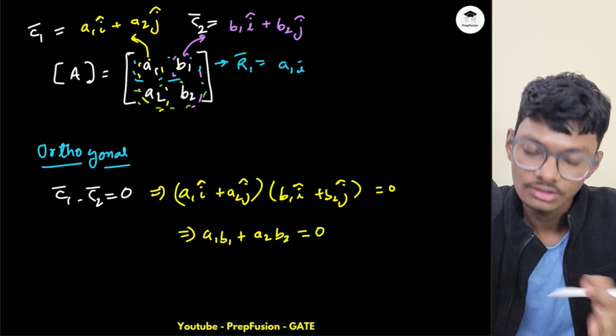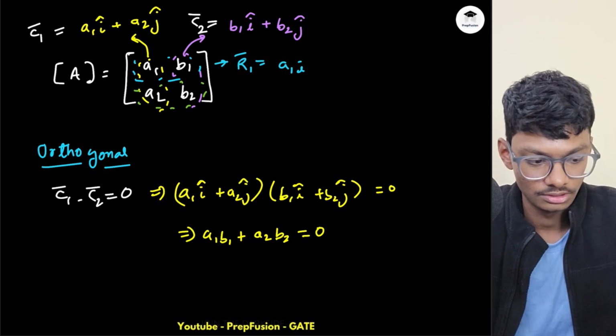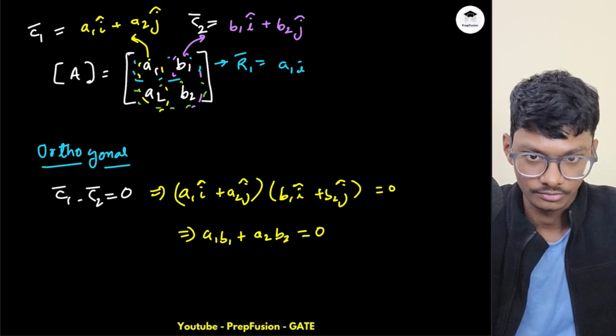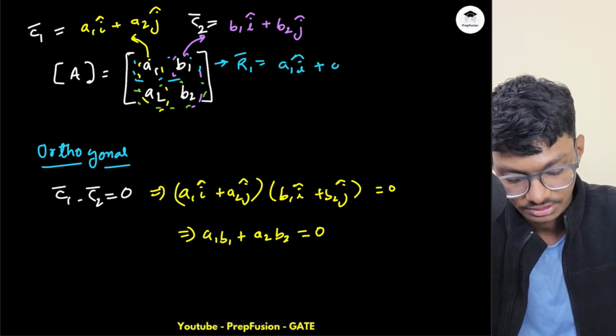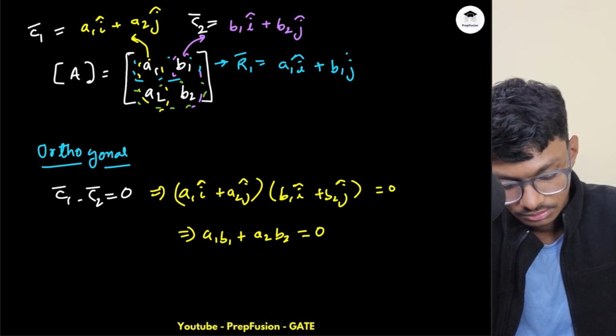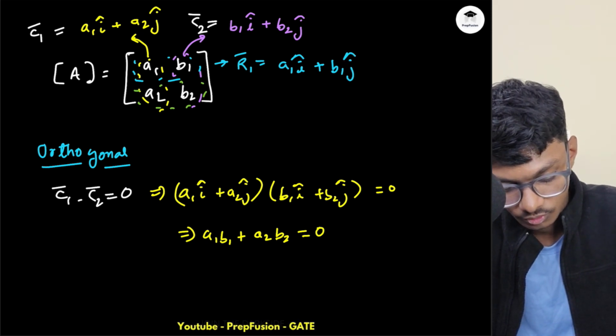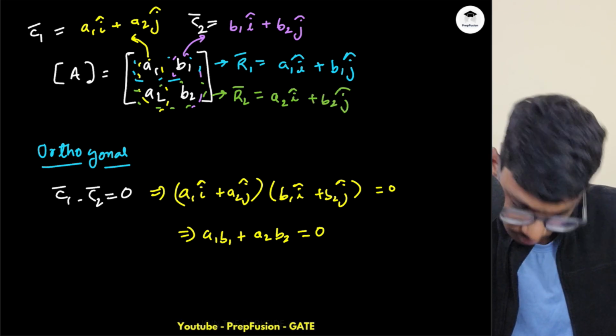What is a basis vector? We'll understand this in the vector topic which will come in the next few lectures, so don't worry. These are basically basis vectors. So a1 i cap plus b1 j cap, and my row 2 equals a2 i cap plus b2 j cap.